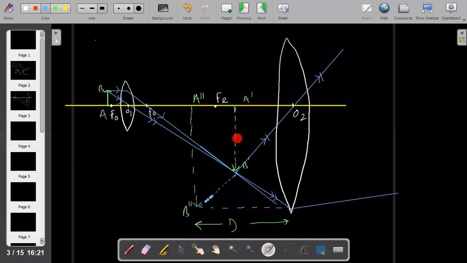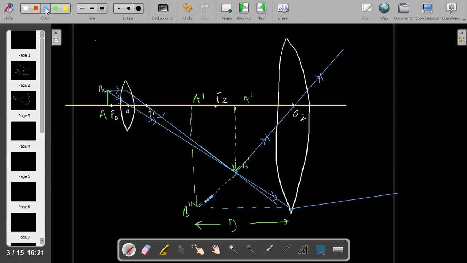Therefore, the final image of A dash B dash will be formed at A double dash B double dash, that is at a distance D, the distance of least distant vision. Clear? AB is the object and its final image A double dash B double dash is obtained. Draw all that.